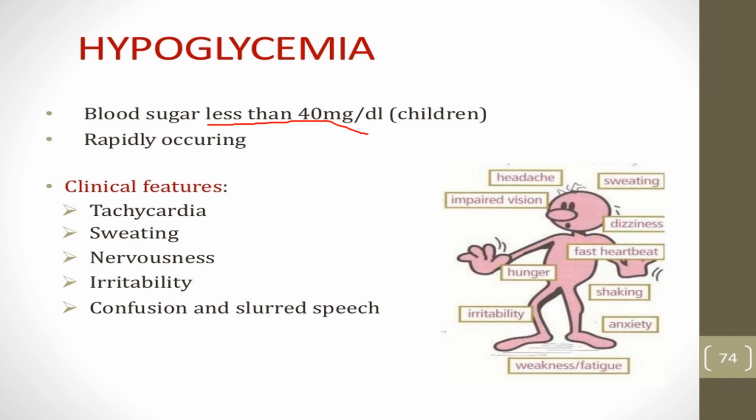Hypoglycemia. Blood sugar less than 40 mg/dl. In children, rapidly occurring clinical features: tachycardia, sweating, nervousness, irritability, confusion and slurred speech.